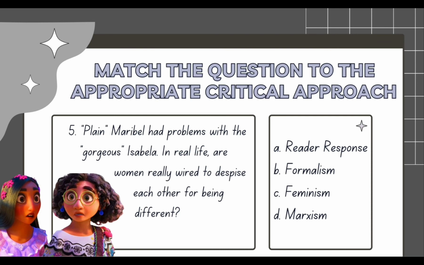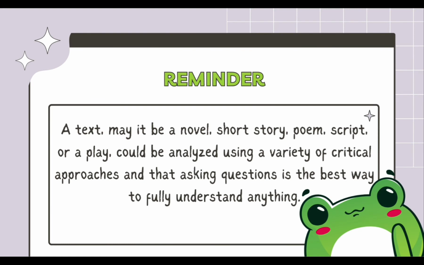And the last one is Pepa. Maribel had problems with the gorgeous Isabella. In real life, are women really wired to despise each other for being different? So this is another form of feminism. So not only are you going to analyze how male characters treat female characters, you may also analyze how the female characters had a connection or what are their dynamics in a certain material. That is also feminism.